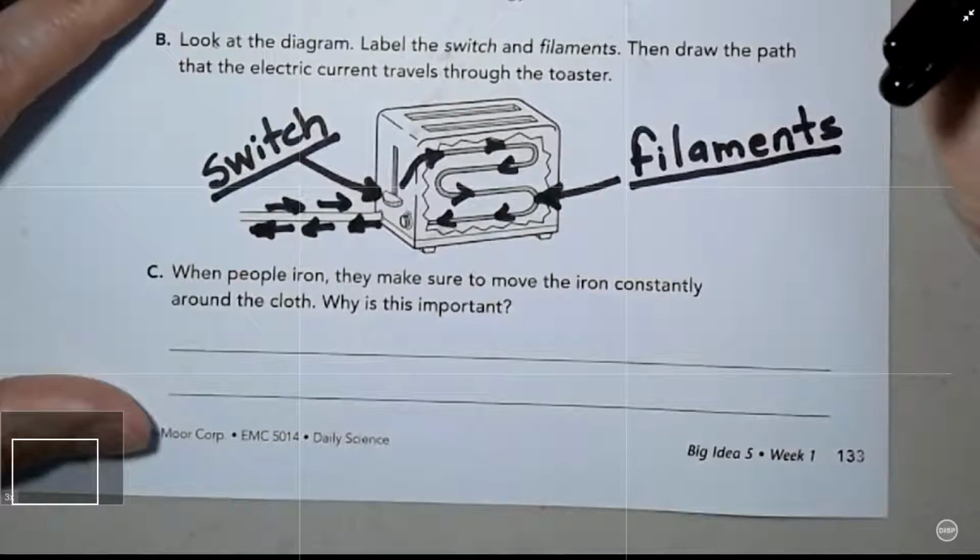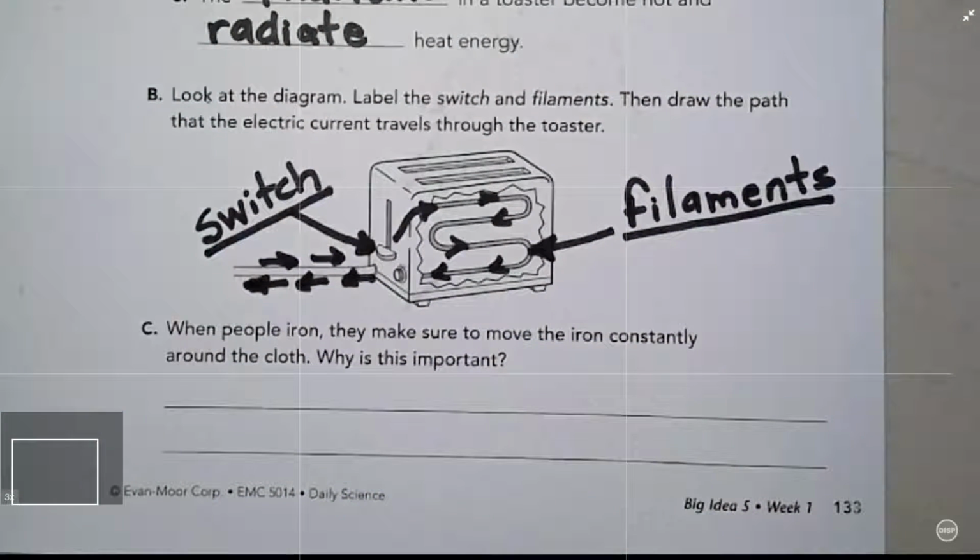So let's go on to section C. When people iron, they make sure to move the iron constantly around the cloth. Why is this important? Okay, so for those of you who've been around an iron, you should have some background information that would help you to answer this question, but in case there are some who have not, I've been around an iron, and I know that when those irons are on, the bottom of the iron gets very, very hot. So hot that I wouldn't want to touch it.